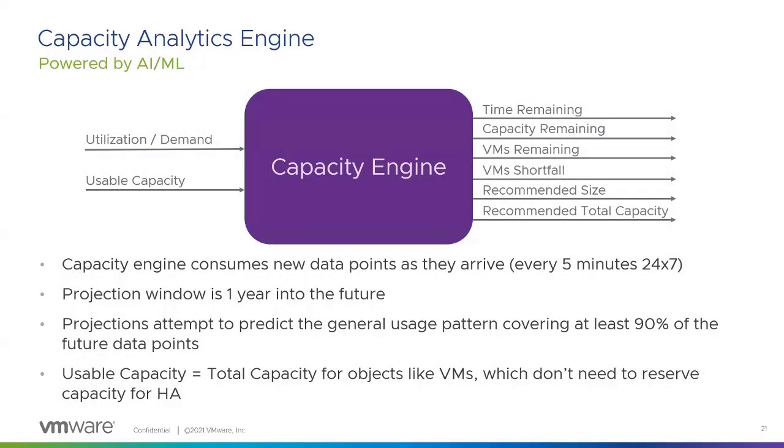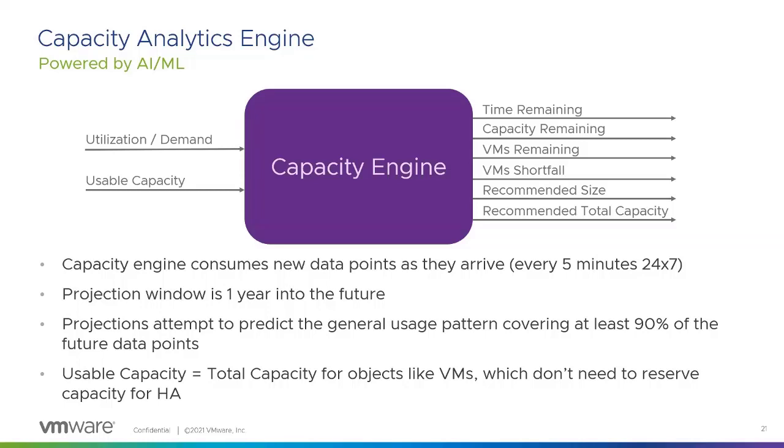Next, I want to talk a little bit about the engine itself. Basically, what comes into the engine is your utilization or demand, and then the usable capacity of the object you're looking at. Then from the other side you get metrics like time remaining, capacity remaining, VMs remaining, VM shortfall, recommended size, and recommended total capacity. So you feed all that in, and you get this additional data coming out of it. And like I said before, this happens every 5 minutes.